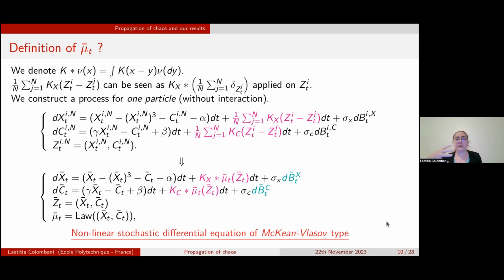Of course, when we write it, we need to be careful because we are defining a system for one particle depending on the law of the process, but the law of the process depends on the system of two particles. So we can do it, but we need to be careful about it. And we obtain a nonlinear stochastic differential equation of McKean-Vlasov type. So McKean-Vlasov type is when we have the law of the particle in the drift of the particle.